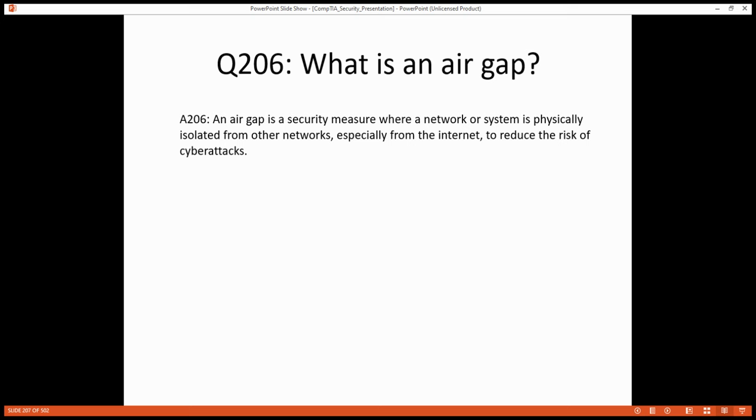Q206. What is an air gap? A206. An air gap is a security measure where a network or system is physically isolated from other networks, especially from the internet, to reduce the risk of cyber attacks.